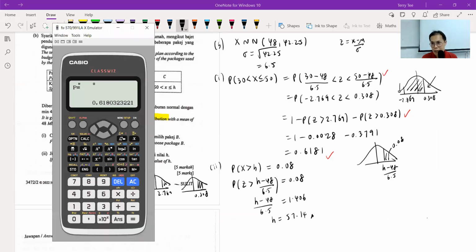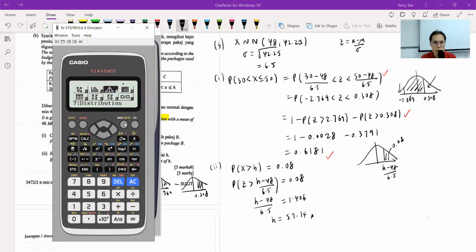We can use this calculator and find the z value from the probability right away. Sorry, this silver one cannot work, only the black calculator. So here you press mode, you go to 7, you go to inverse normal 3, you press your area is 0.08. Maybe we use a standard one. A standard one means your standard deviation should be 1. A standard normal distribution has standard deviation 1, mean of 0. This will give us 1.405.